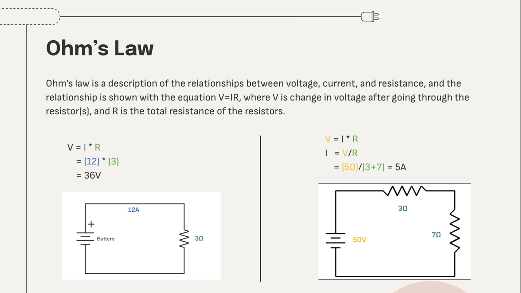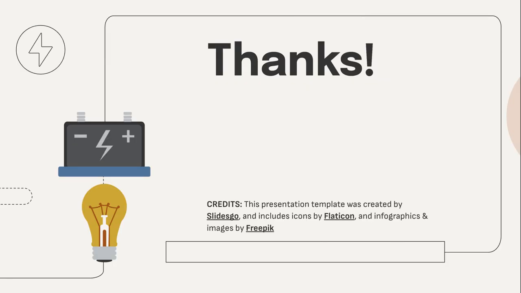We have to find the current this time. To find the current, we have to divide both sides by R and input the numbers. One thing to note is that for R, since there are two resistors in series, we have to add them together. Then, if we do that, by doing 50 divided by 10, we can get 5 amperes for the current. This is the end of the video about the basics of electric concepts.